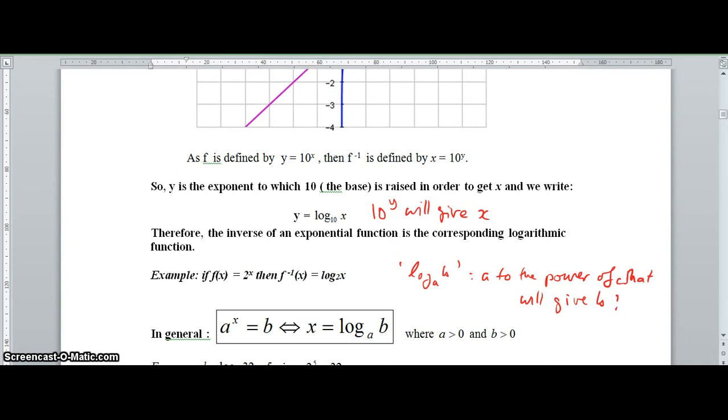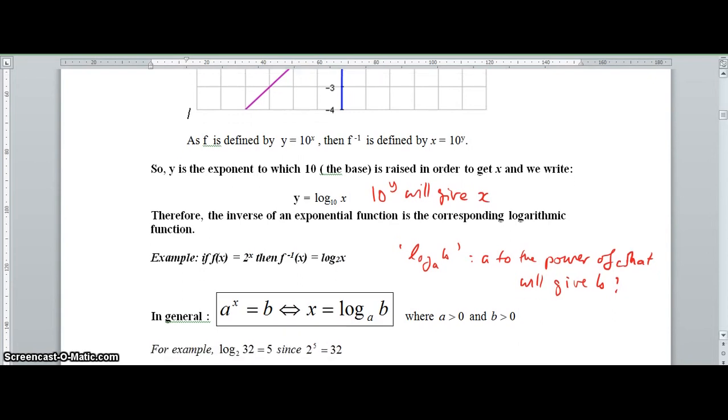And so if you look a bit further down, when we're looking at log 2 32, we're asking 2 to the power of what will give 32. And of course 2 to the power of 5 is 32. That would be the answer. So log base 2 of 32 is equal to 5.